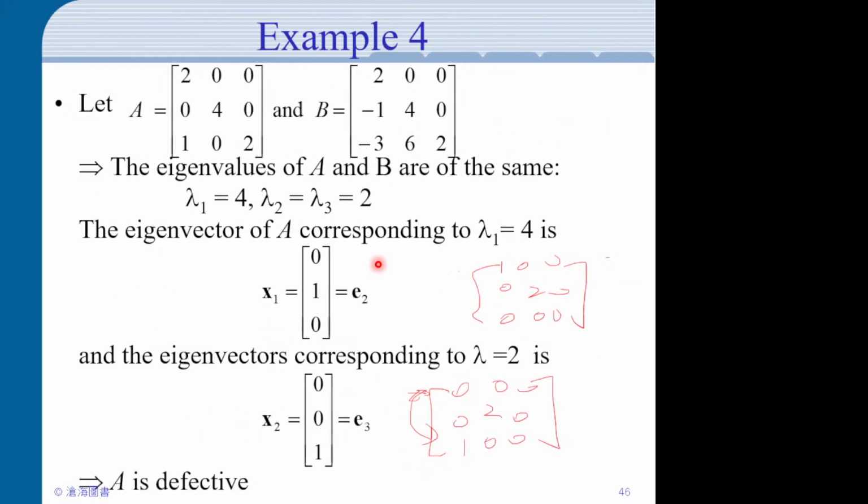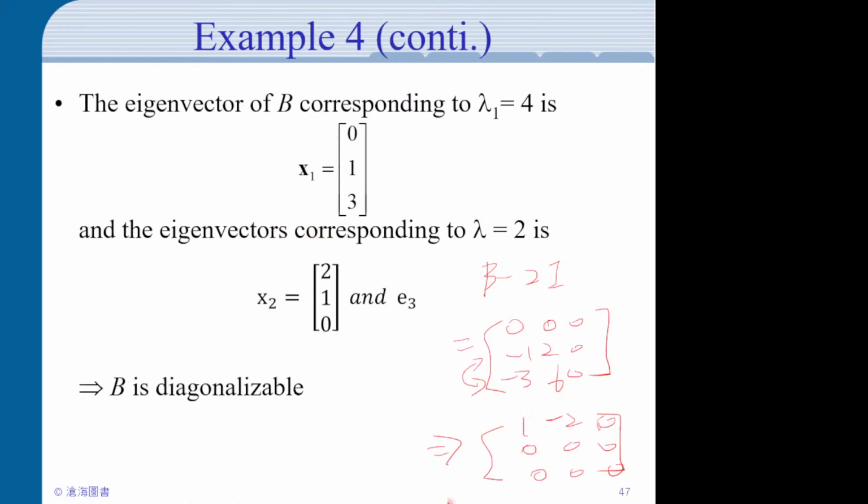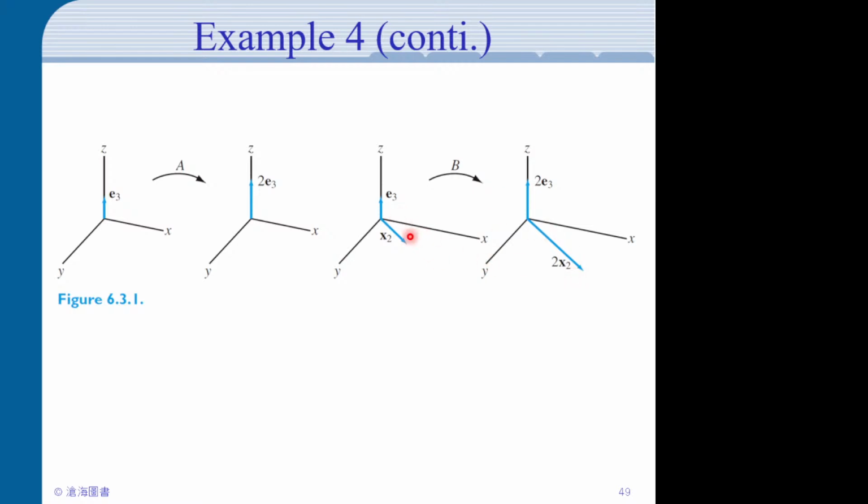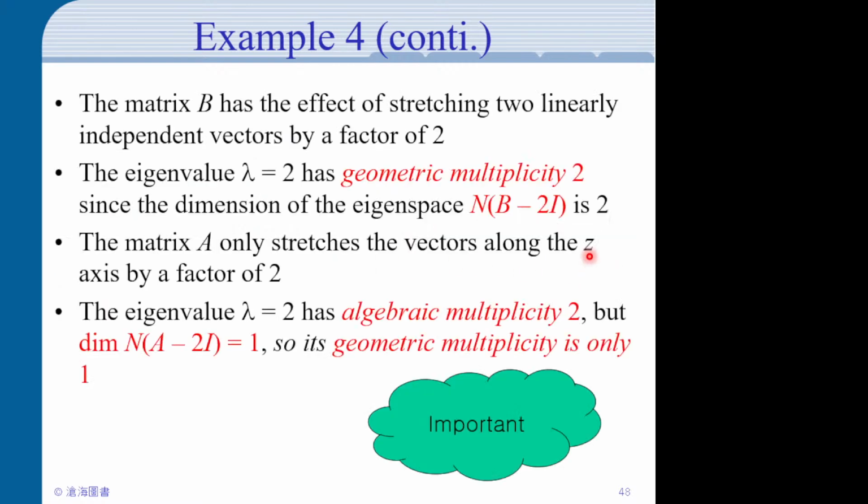So you see that when you have this multiplicity in your eigenvalues, sometimes it's diagonalizable, sometimes not. You need to check whether the null space associated with this eigenvalue has the full dimension or not. And then we have some geometric interpretation here. Matrix B has the effect of stretching 2 linearly independent vectors by a factor of 2. So it stretches E3 by 2 and this one by 2.